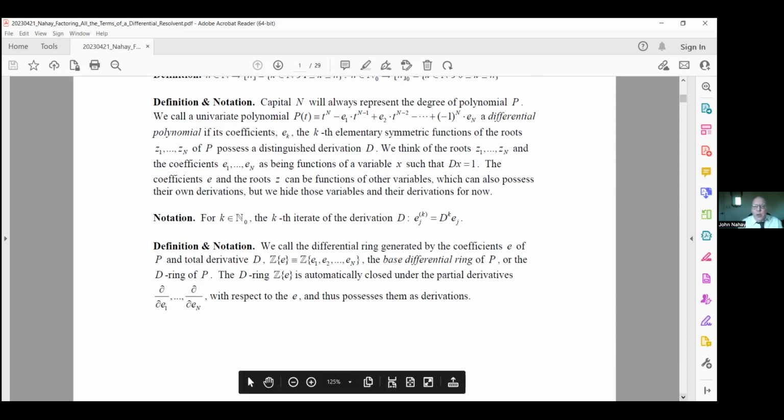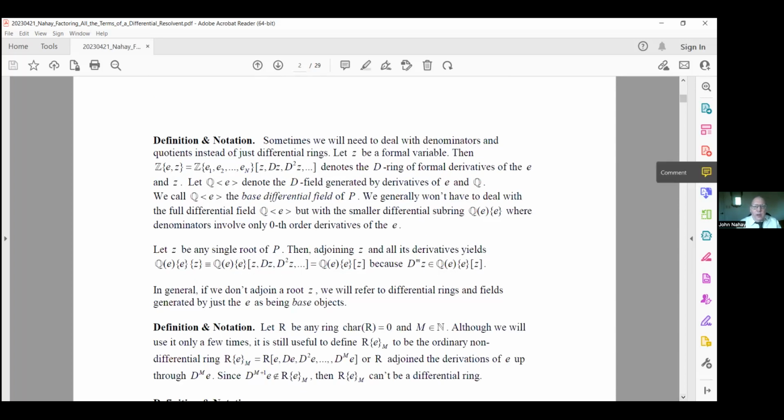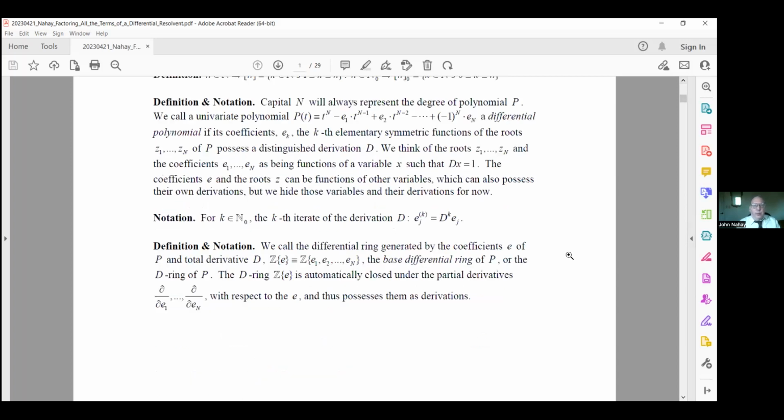We call the differential ring generated by the coefficients e of P and total derivative D, given by Z braces e, the base differential ring of P, or the D ring of P. The D ring Z braces e is automatically closed under the partial derivatives with respect to the elementary symmetric functions.